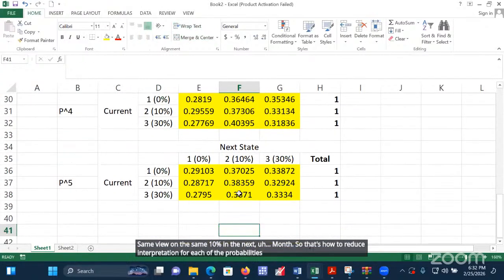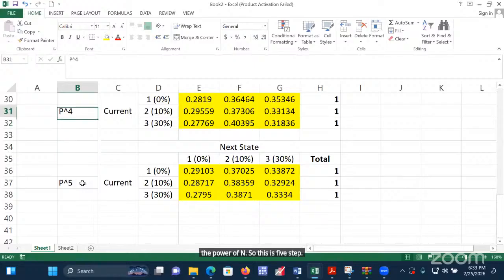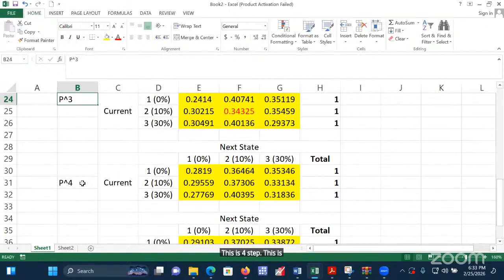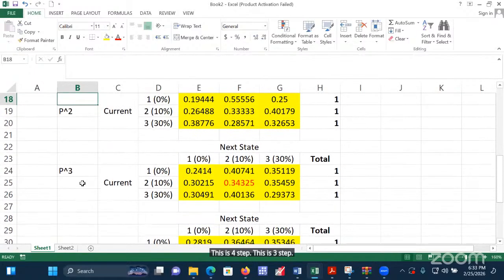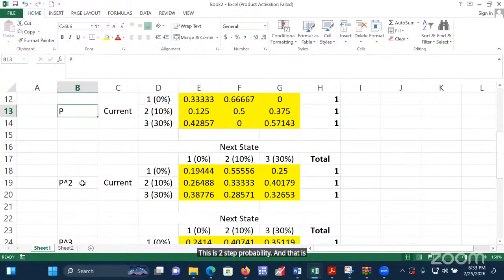And if you have to calculate n-step, it simply means raising your P to the power of n. So this is 5 step. This is 4 step. This is 3 step. This is 2 step probability. And that is 1 step probability.